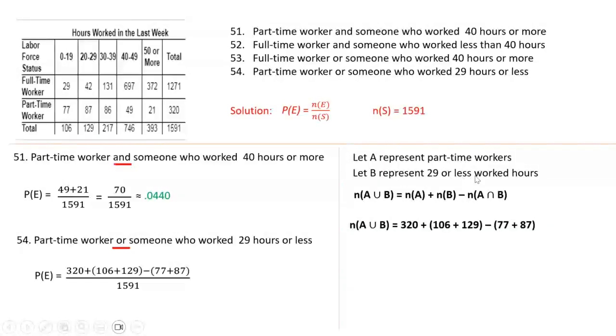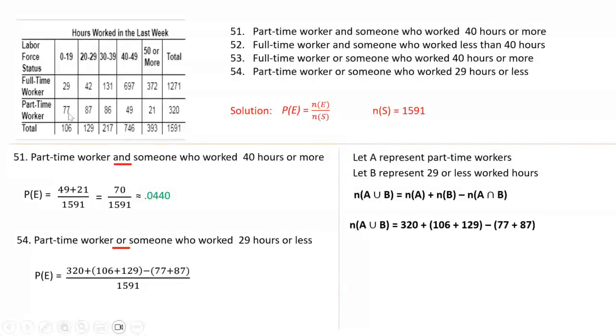And the ones that work 29 hours or less, it's going to be the 106, right? Because this worked 0 to 19 hours. And the second column worked 20 to 29 hours. So we're going to add these two, 106 plus 129. That's event B.